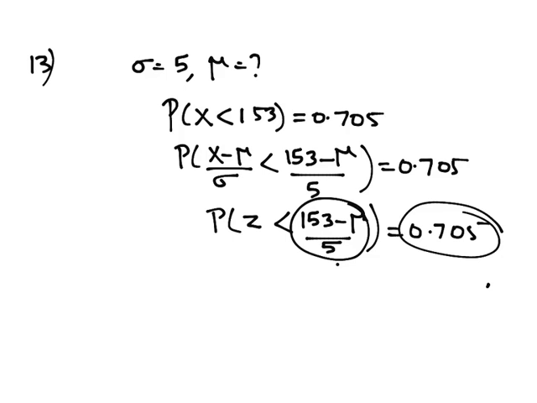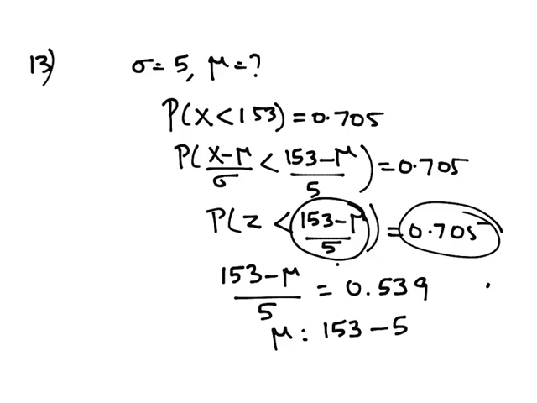You get 153 minus mu by 5 equal to 0.5388, so 0.539. So mu is nothing but 153 minus 5 times 0.539. You can get it. So once you find the mu, the next subdivision is, what is the probability that a boy is taller than 156? So p of x more than 156. So you can use the calculator to find the answer. Once you have the mu, then you substitute the mu and sigma and you can find the answer.